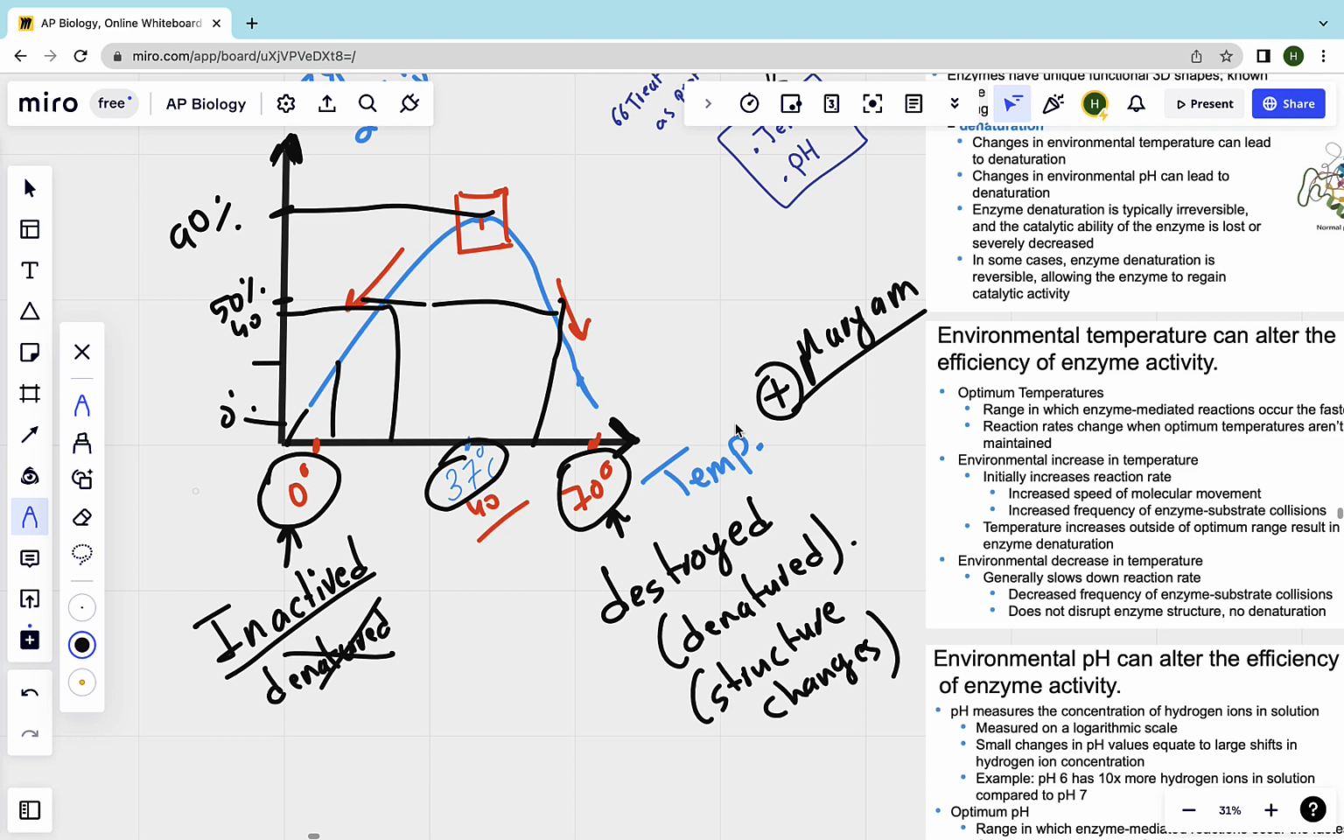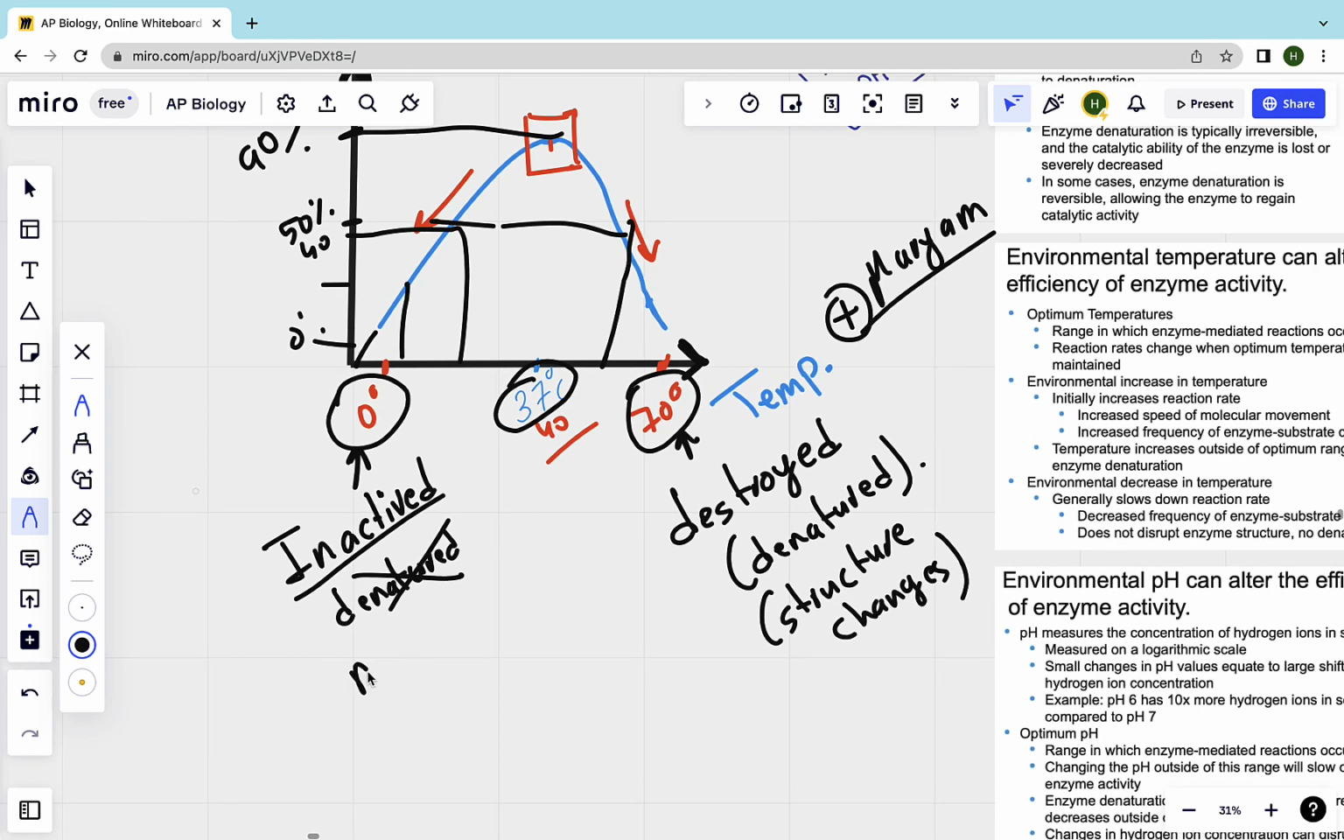Yes, exactly. Okay. If it's at 0 degrees, it can't go to the middle, because here there is no change.